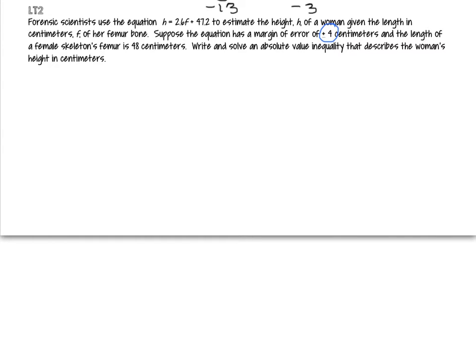And a margin of error of plus or minus 4 means I'm going to be within a certain value, whatever this middle height is going to be. I could be bigger by 4 or I can be less by 4, but I must be contained within these spots, which is why I also know that we're going to create an and inequality. So I'm going to have an absolute value inequality, and it's going to be less than or equal to 4 because I'm within 4 units, okay?